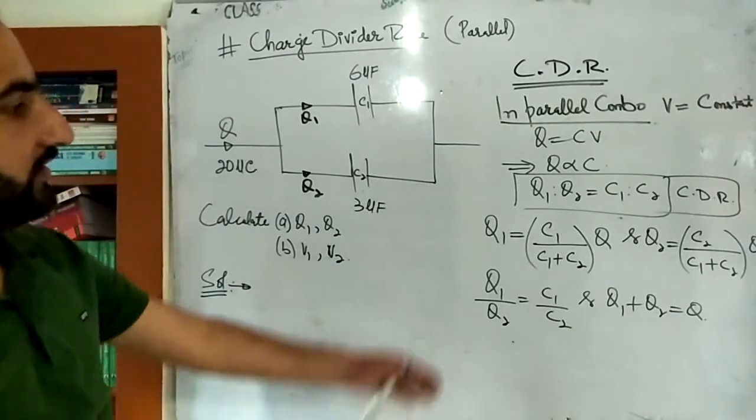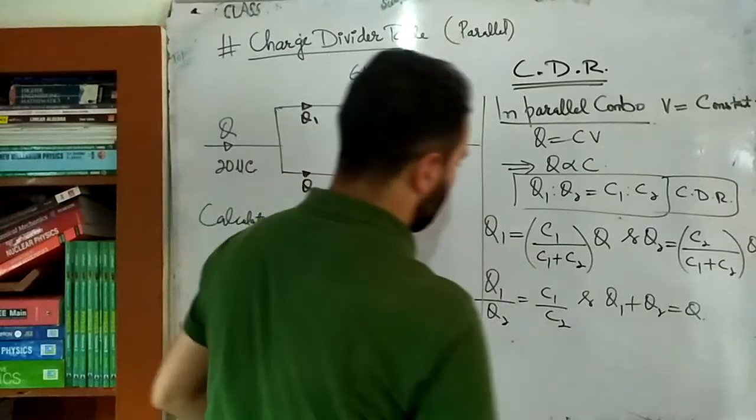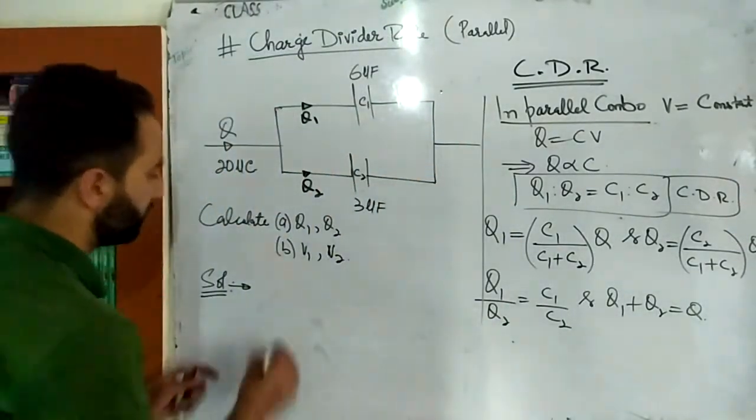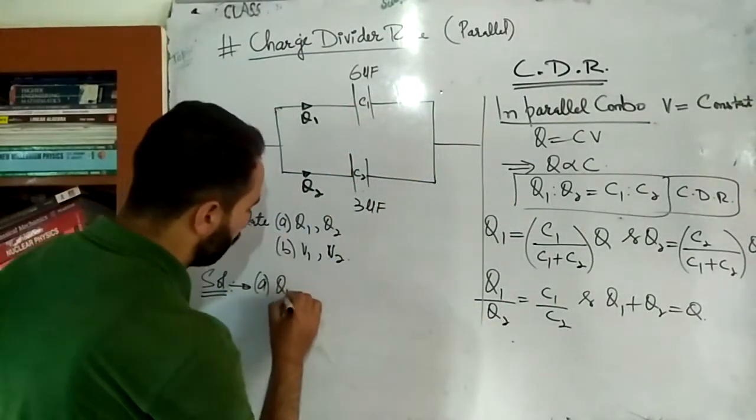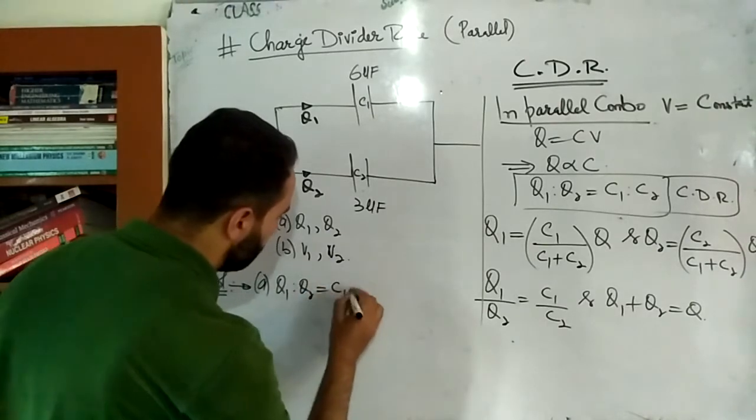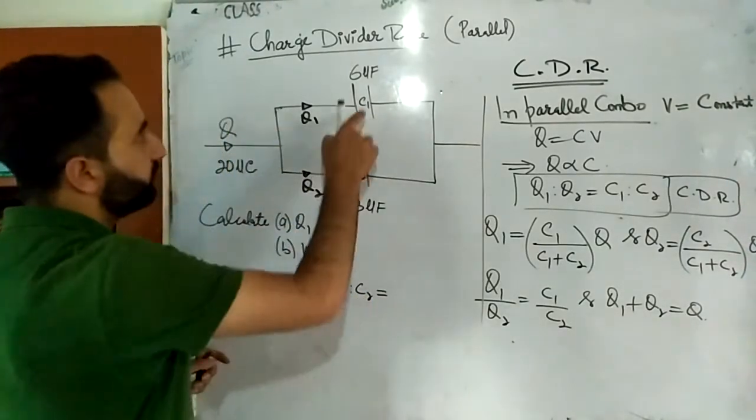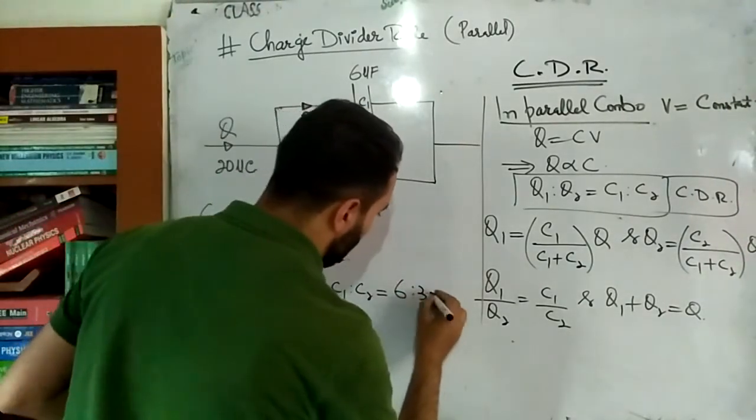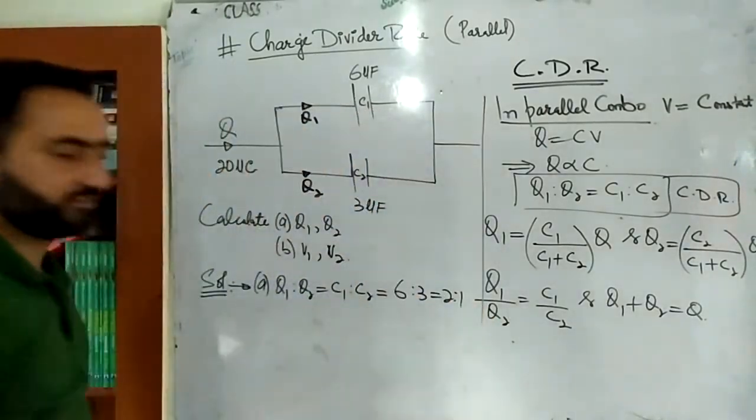Okay, now let's try to solve this example. Part A: we want to calculate Q1, Q2. So Q1 is to Q2 is equal to C1 is to C2, which is equal to 6 is to 3, or 2 is to 1. Did you understand this?